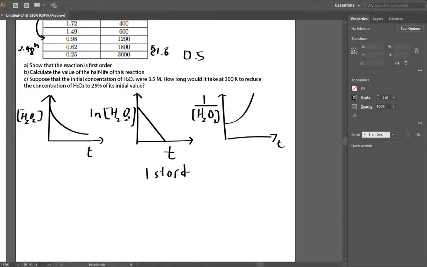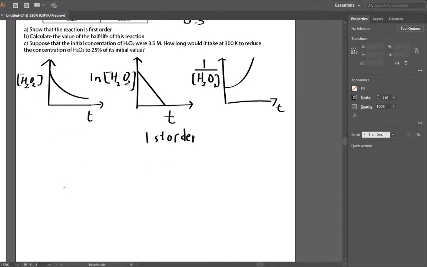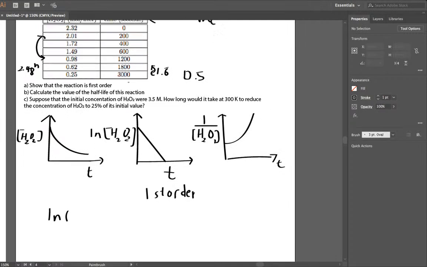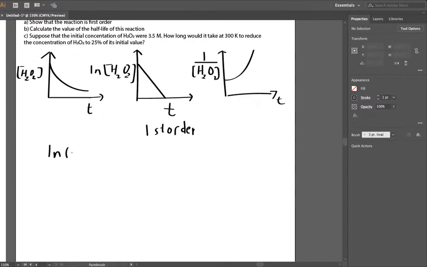And so now the question is, calculate the value of the half-life of this reaction. Well, for a first order, the half-life is basically this. Obviously you can also just determine it by doing this, but I don't know how to do that. So for the half-life, it's ln 2 over k. I believe so, right? Let's check. The half-life for a first order reaction is ln 2 over k. Yes, ln 2 divided by k.